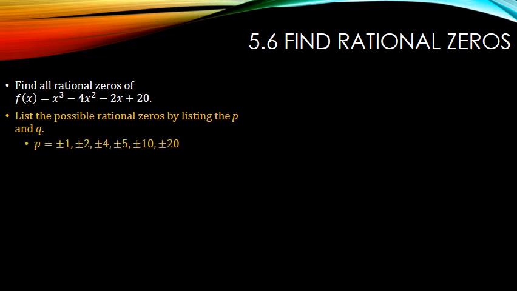The p's are all the factors of the constant term, which is 20. So it's 1 times 20, 2 times 10, or 4 times 5. And again, they're plus and minuses because it could be negative times negative. Q's are factors of the leading coefficient. In this case, the leading coefficient would be 1, because there's only 1 x cubed. And again, it's plus and minus because it might be negative 1 times negative 1. So the p's over q's would be 1 over 1, 2 over 1, 4 over 1, 5 over 1, 10 over 1, and 20 over 1.